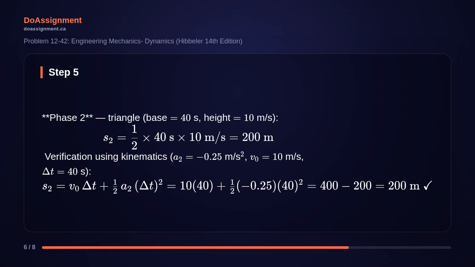The distance in phase 2 is the area of the triangle under the VT curve. 1/2 times 40 seconds times 10 meters per second gives 200 meters. We can verify this using the kinematic equation, which also yields 200 meters.